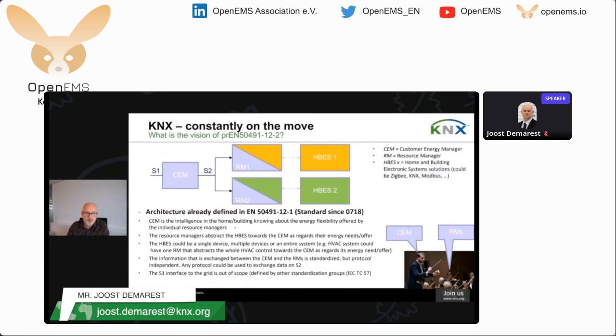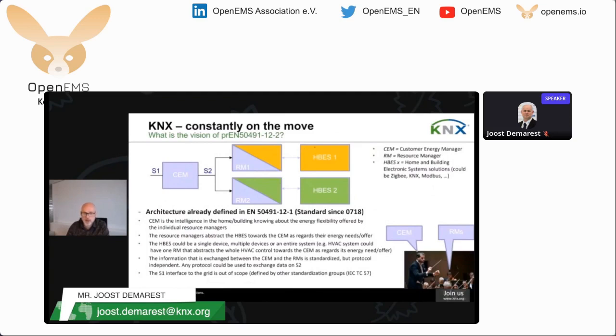The standard is all about the interaction between a CEM and RMs, CEM being a customer energy manager and an RM being a resource manager. So the resource managers are there to abstract the home and building electronic systems towards the energy manager, as regards energy needs or energy offer. So what does this mean? This means that the resource manager is a way to make the energy need of what is behind more abstract.